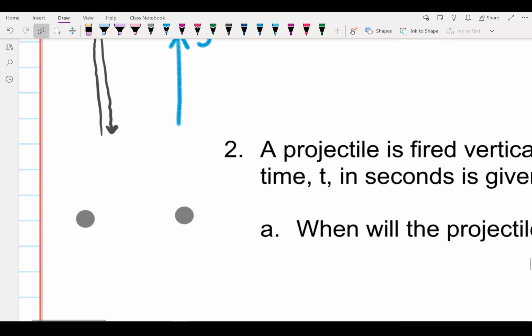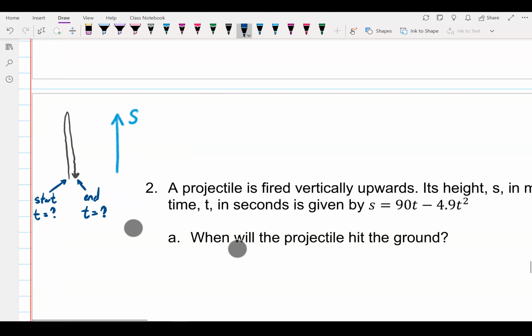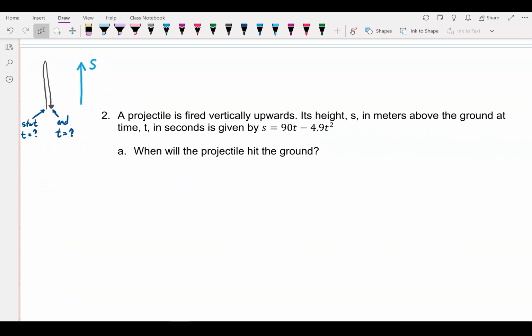So we kind of have two times that are going to come out of this. We have the start time. So we have the start time, because the time is equal to, okay, we don't really care about the time, but the end time, what's the time going to be? So let's just check the question. It says, when will the projectile hit the ground?